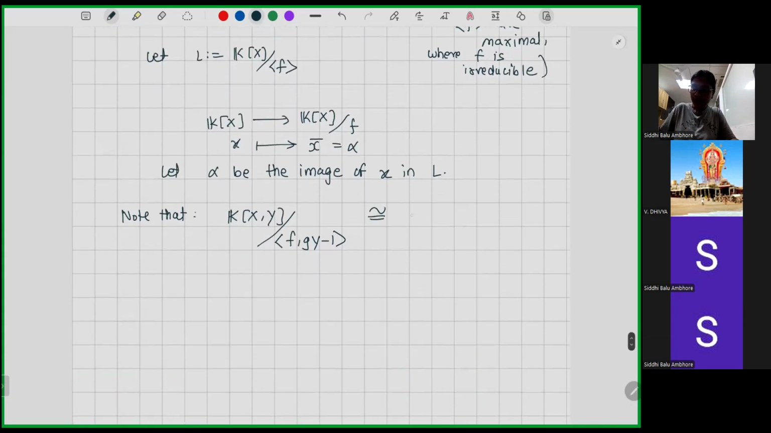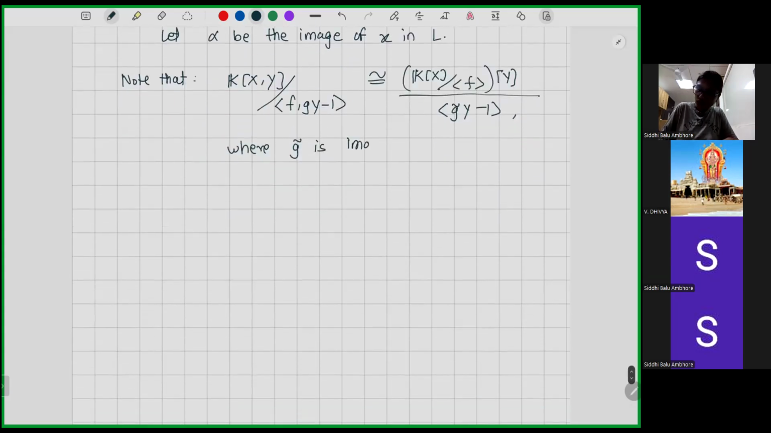And this is now isomorphic to K[x, y] quotiented by f, or let me just write this for now: K[x] quotiented by f, and over this whole ring, y quotient by g tilde y minus 1, where this g tilde is the image of g in K[x] mod f, because this g belongs to K[x].